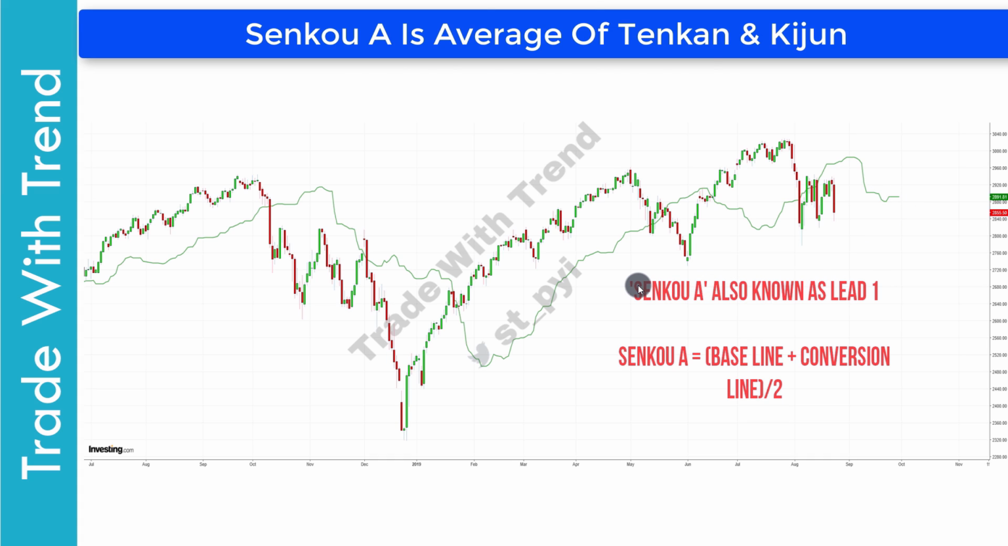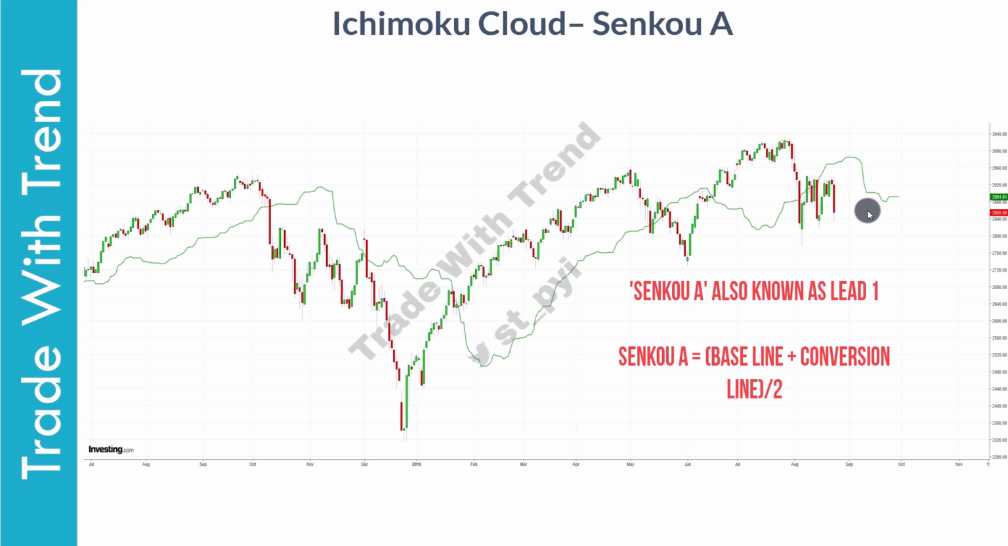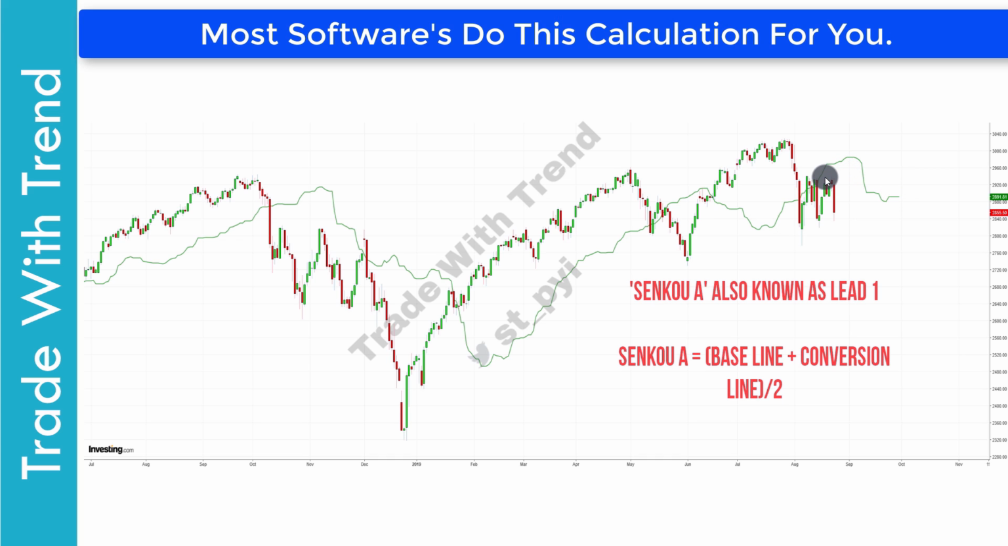Look at today's lead 1 value at this region. This is the result of averaging Tenkan and Kijun values 26 days ago. I hope this is clear. As a rule of thumb, when you spot lead 1 value rising in future, it is considered bullish for price.